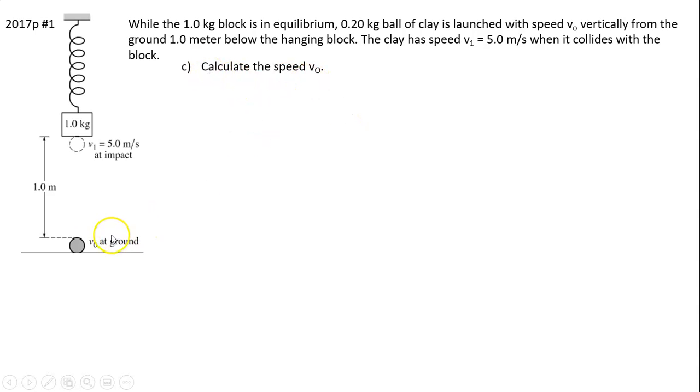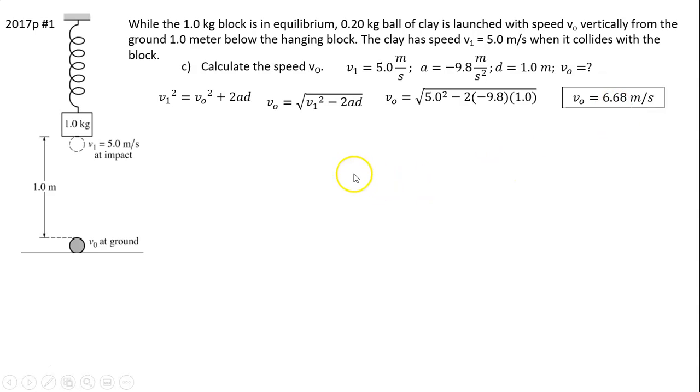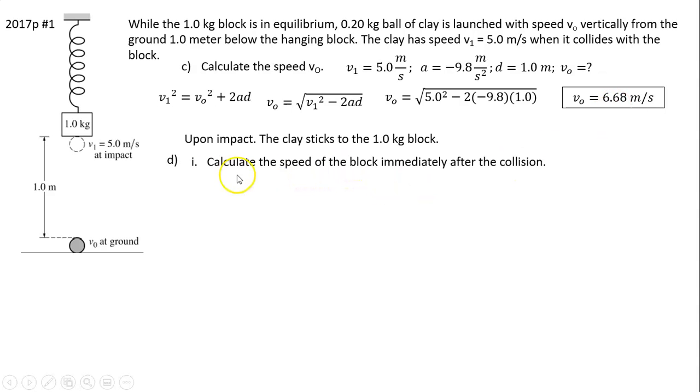Calculate speed v0. So this is a kinematics question. We know the final speed, we know the distance, we know acceleration. This is free fall in this part, and we have to find the initial velocity. So from here, we can use the kinematic equation. We can find initial velocity, substitute the numbers. Your initial velocity should be 6.68 meters per second.